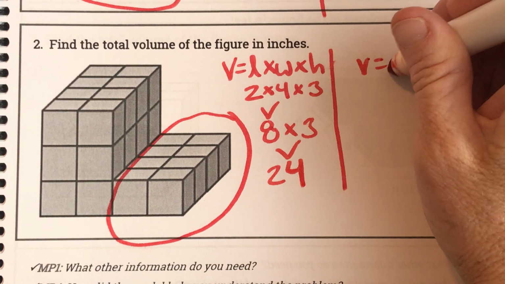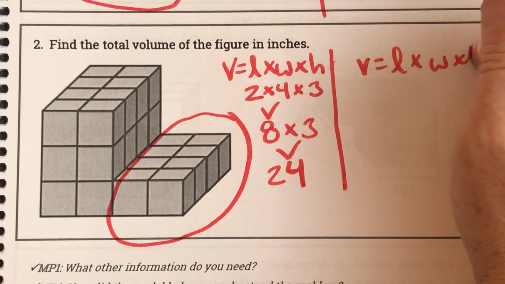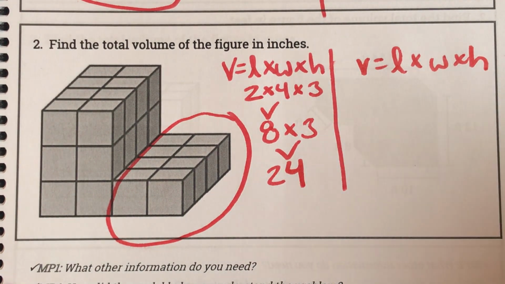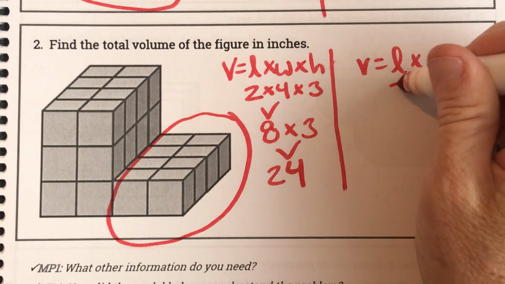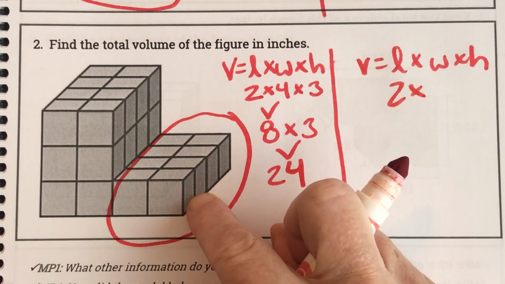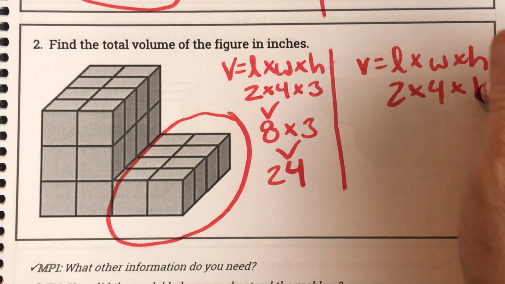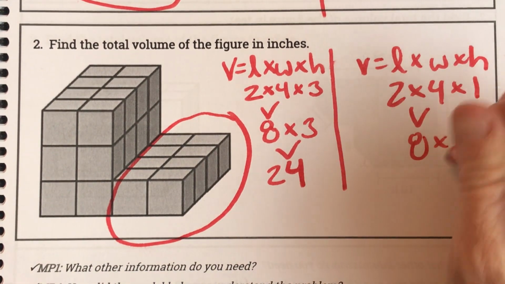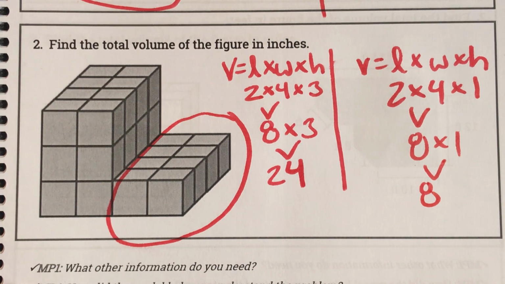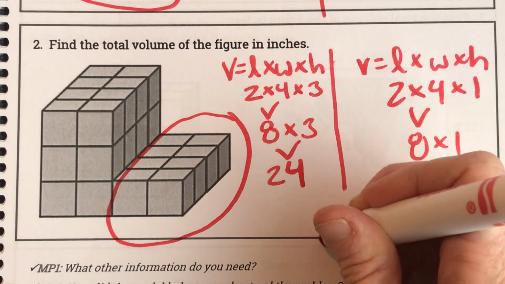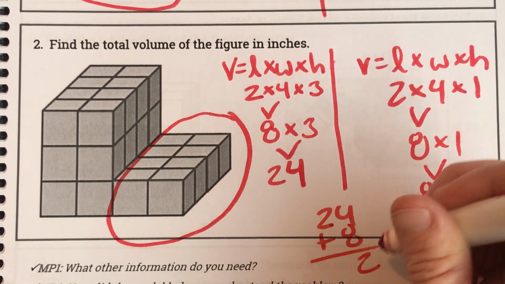And for the next one, my formula is length times width times height. My length is 2. My width is 1, 2, 3, 4. And my height is only 1 tall. So I am getting 8. Okay, so what do we have? Our next step is we add them.